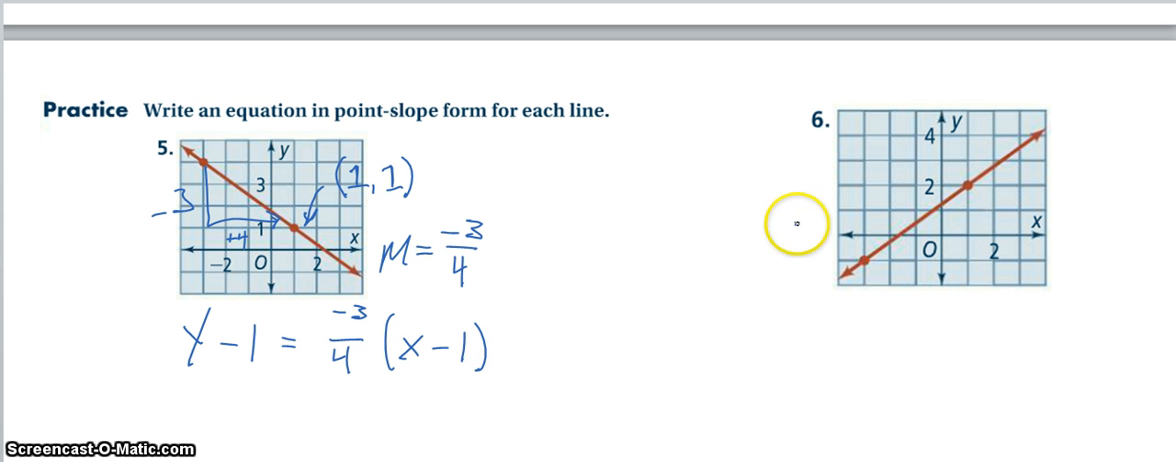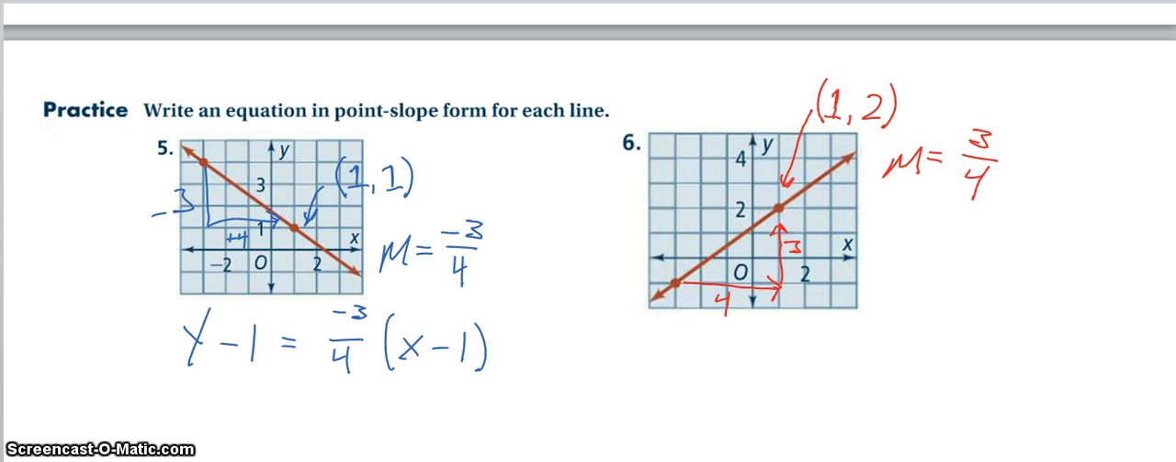If you have not done 6 yet, do this on your own. So here I found that one of my points was +1, +2. Found that my slope was 3/4 by setting up my little right triangle here, rise of 3, run of +4, and then I can make my equation of y minus the y value 2 equal to my slope 3/4 times x minus my x value, and my x value there was 1. And that is all for that type of problem.